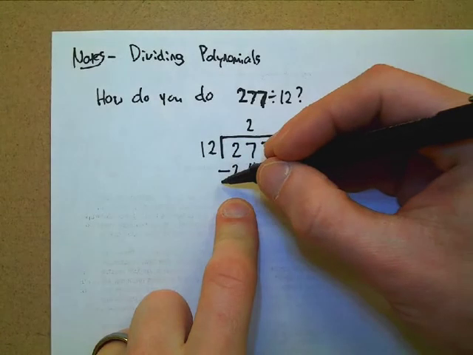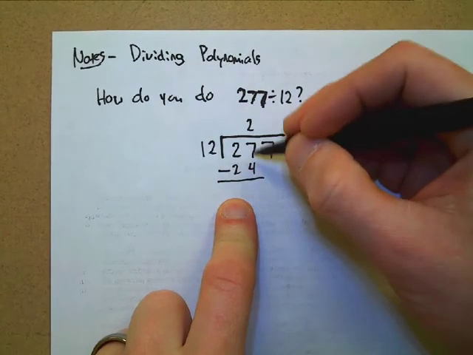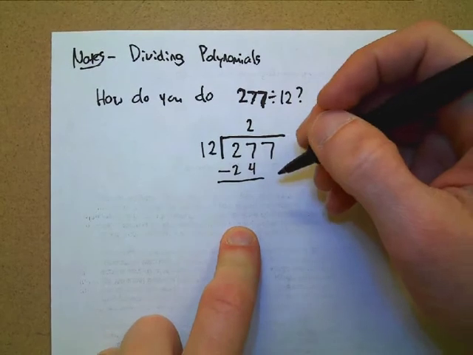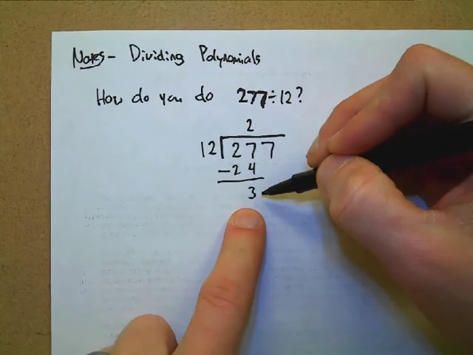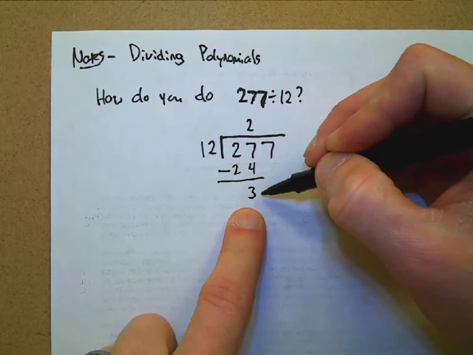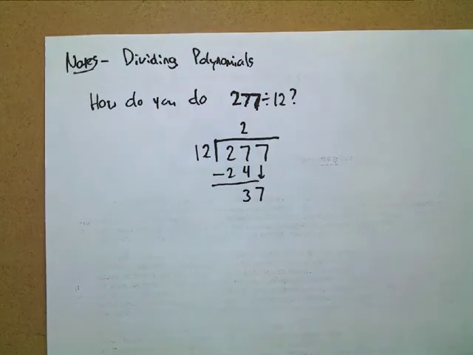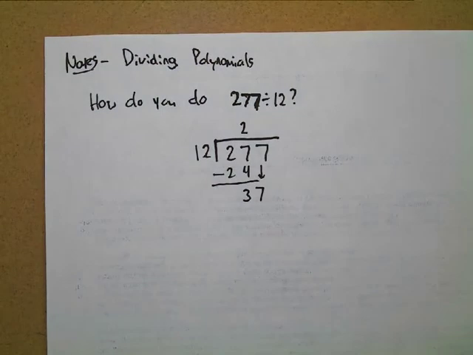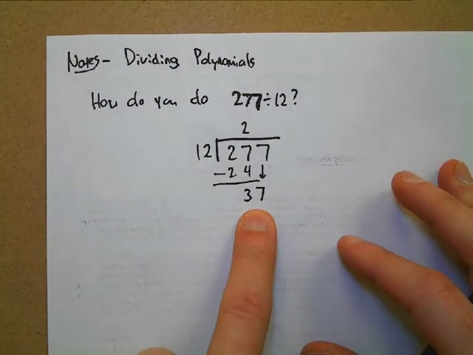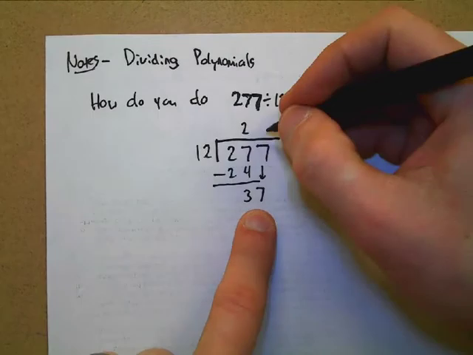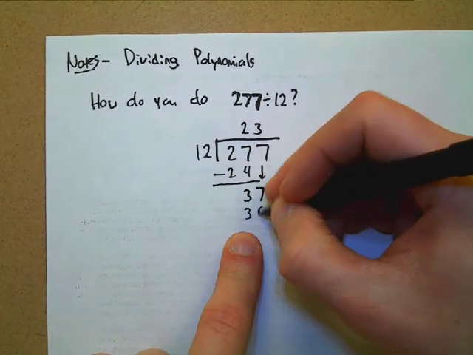So 2 times 12, like I said, 24. We're going to subtract these things. When I subtract here, what's left? 3. Can 12 go into 3? No, right? So we have to bring down this 7. And now we can ask ourselves the question again. Can 12 go into 37? Yes. How many 12s? 3 of them, right? Because that would make 36. So 3 times 12 is 36, and we subtract.